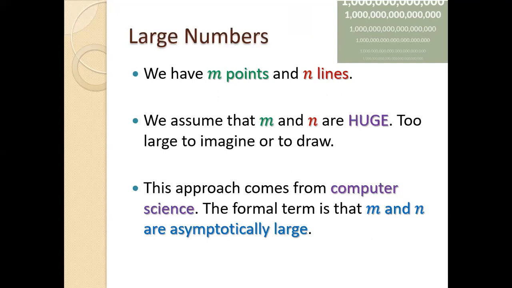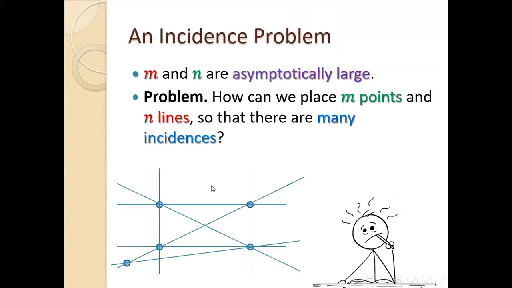So now we have a lot of lines and a lot of points. We want to have many incidences, okay? So forget about lines with 3 points. We don't care now about lines with 3 points. In fact, to have a lot of incidences, you want to take lines that have a lot more than 3 points. I want the lines with a lot of points.